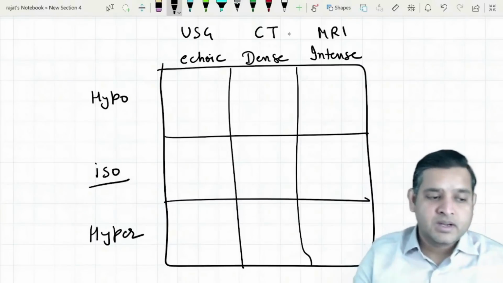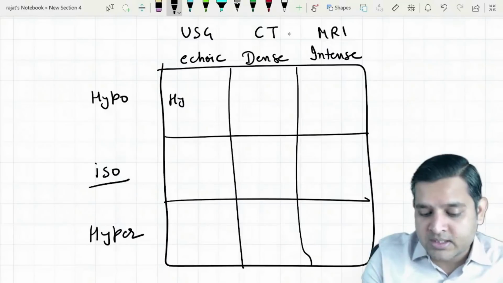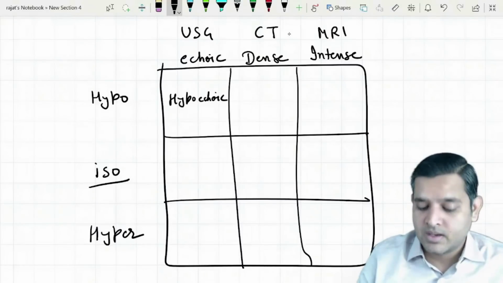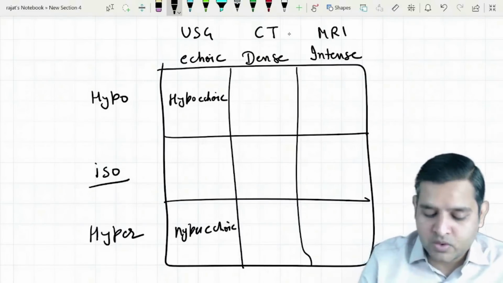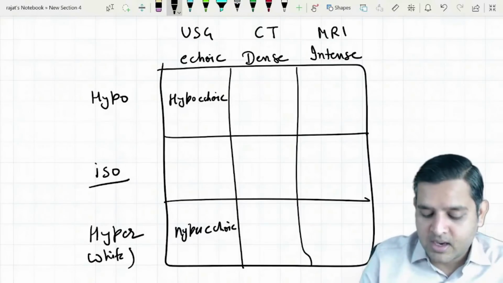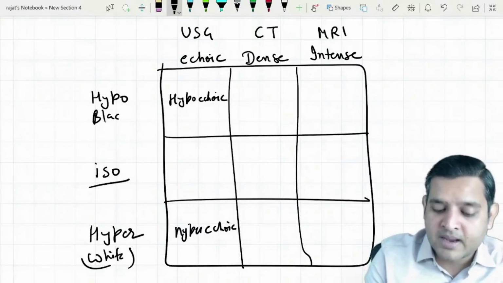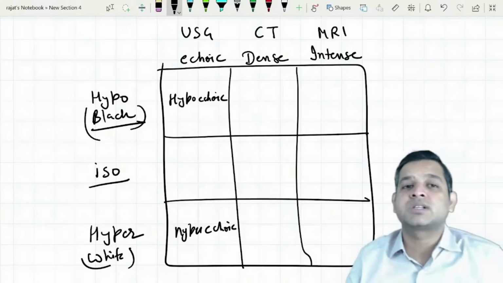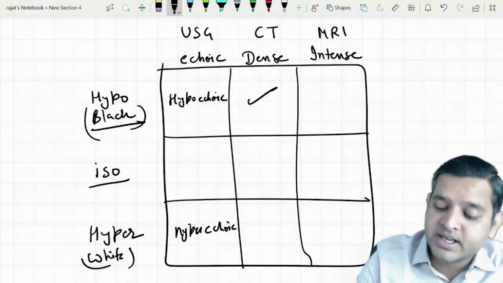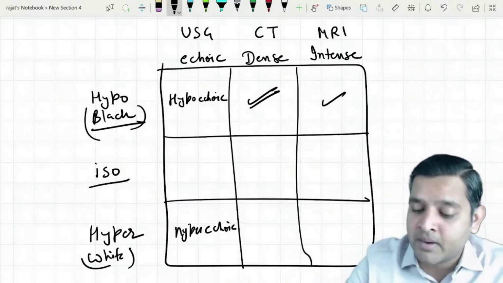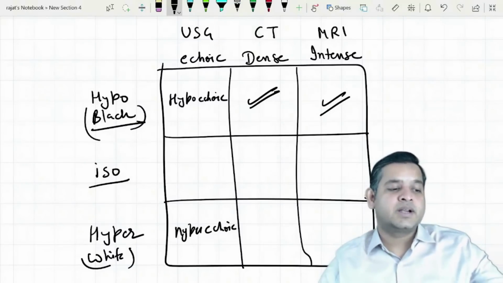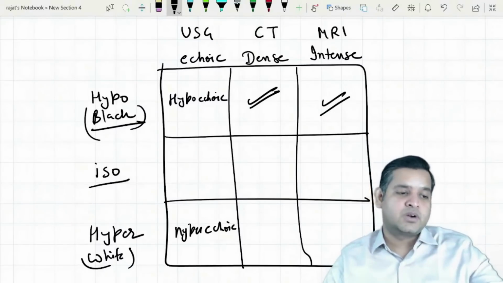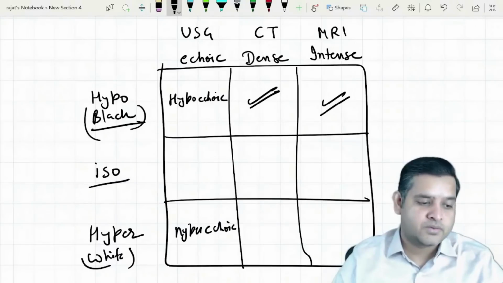So please remember the terminology in ultrasound is hypoechoic, hyperechoic. So hyperechoic will be white, hypoechoic will be black. The terminology in ultrasound will be echoic. In CT, it is dense. In MRI, it is intense. That's the point that I want all of you to be aware of.